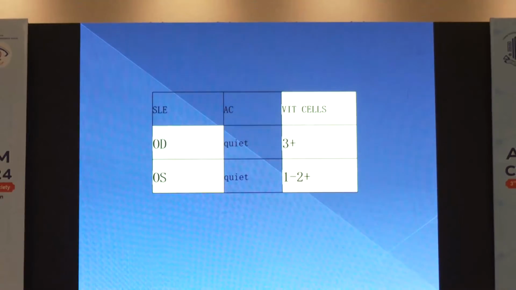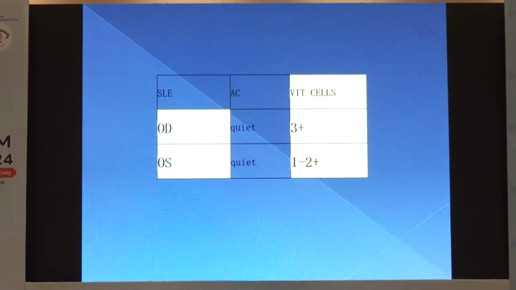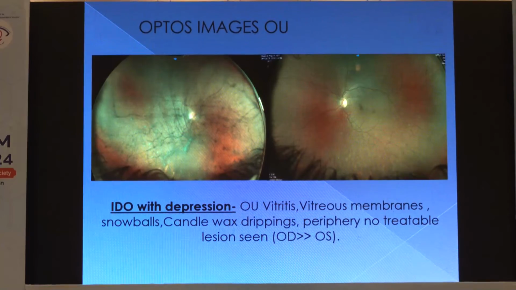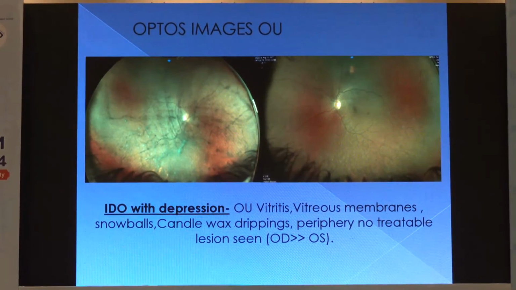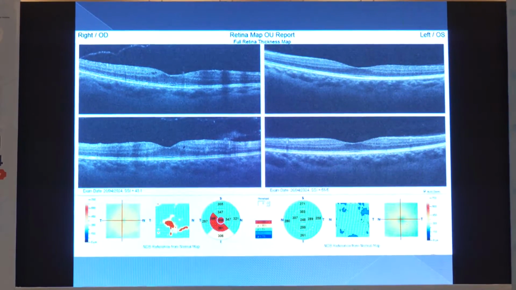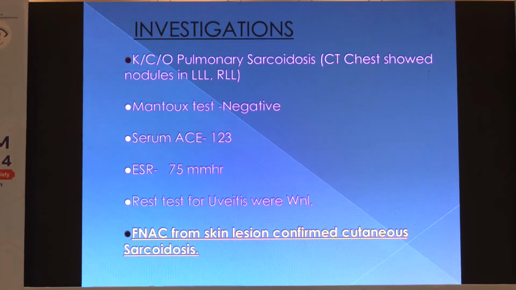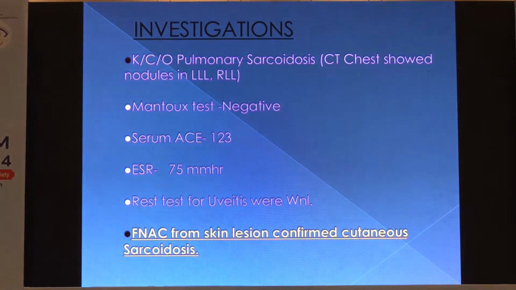In both the eyes there were vessels, in the right eye more as compared to the left eye. Optos images show vitritis, vitreous membranes, snowballs, candle wax drippings, which were more in the right eye as compared to the left eye. This is the OCT image of both the eyes. A skin lesion was noted just below the eyelid. Investigations were done and she is a known case of pulmonary sarcoidosis.